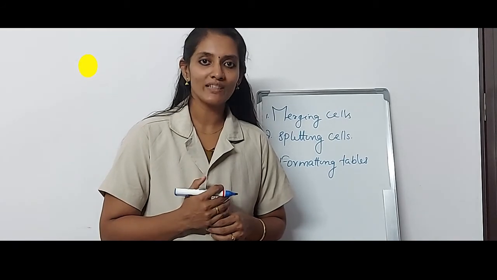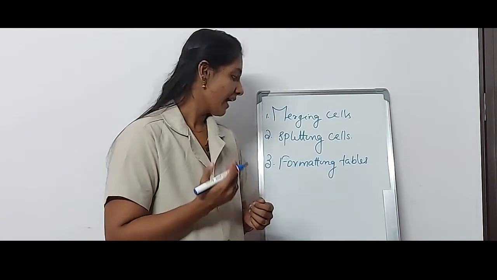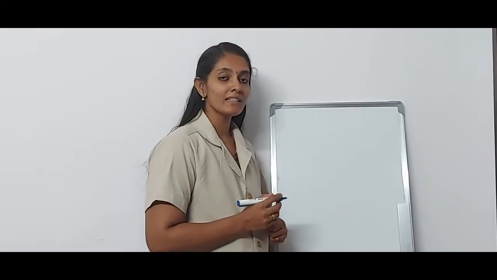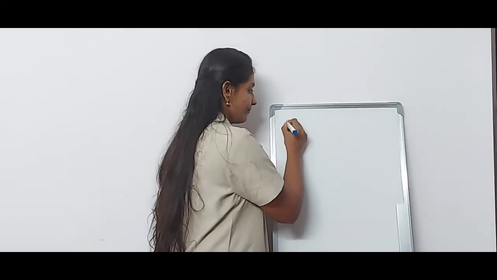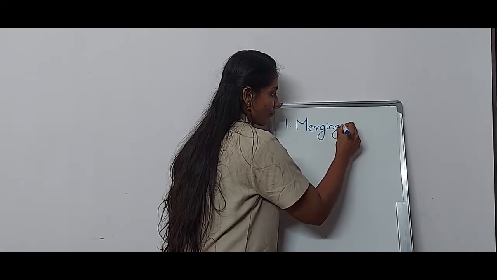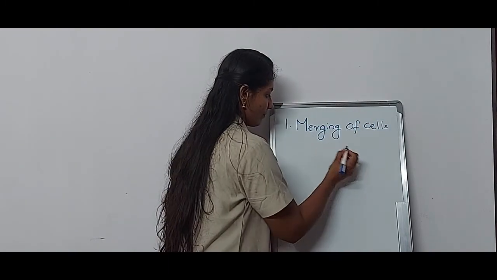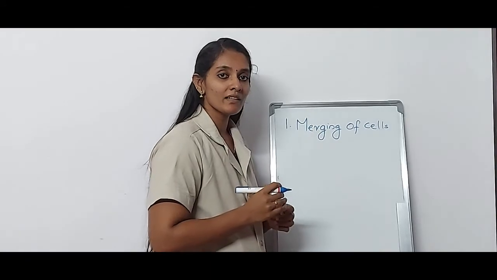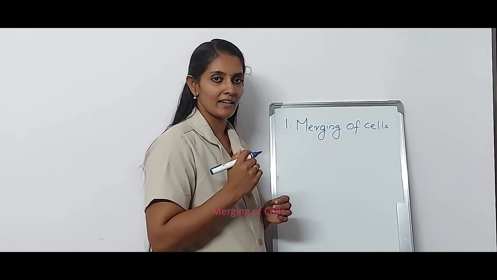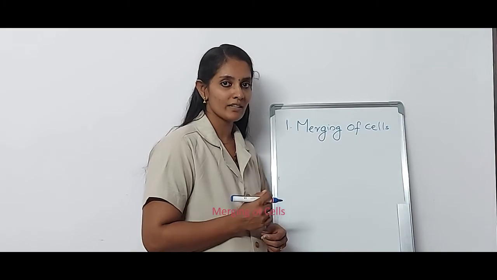Today we are going to discuss the merging of cells and splitting of cells, and lastly, formatting of tables. First one is merging of cells. Merging means combining two or more cells into a large cell. For merging a cell, you have to follow the given steps.